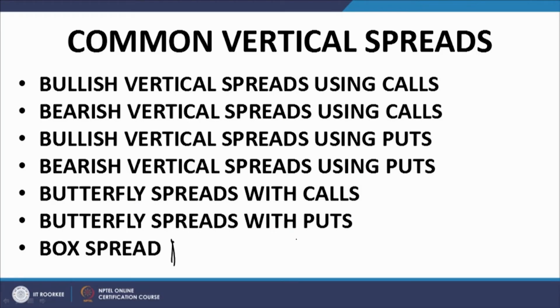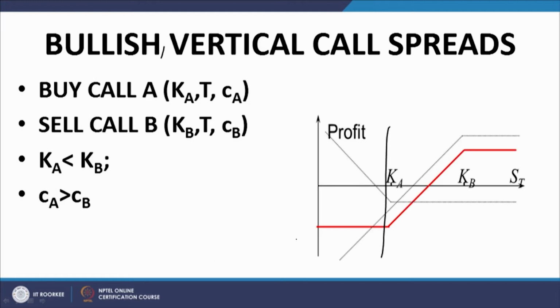So, what are the common vertical spreads? Bullish vertical spread with call options, bearish vertical spread with call options, bullish vertical spread with put options, bearish vertical spreads with put options, butterfly spreads with calls, butterfly spread with puts, and then box spread. Let us quickly move on. First case, bullish vertical spread using call options. What is this? This is a long position in a call A and a short position in a call B.